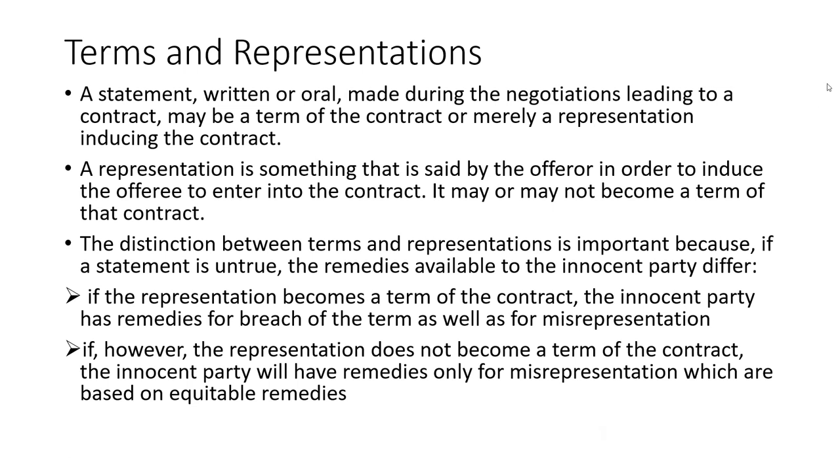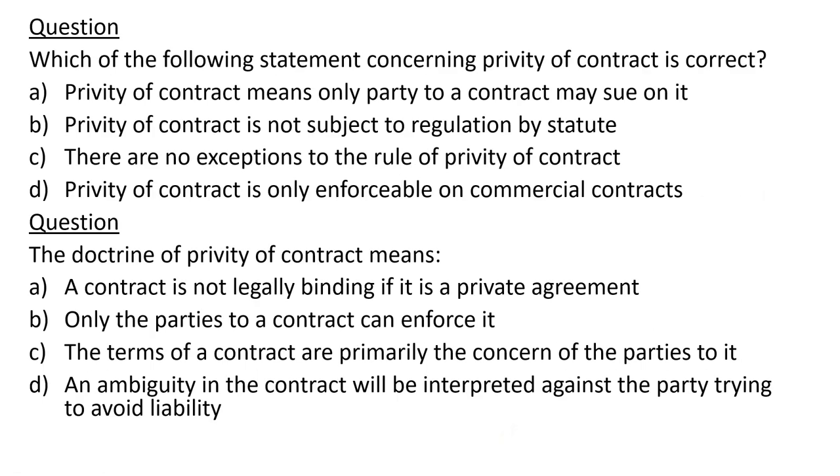Next is terms and representations. Why is option A not correct in the privity MCQ? Which one? First MCQ or second MCQ? First one. Privity of contract means only a party to a contract may sue on it. Because we have read about the exceptions as well. And there are some exceptions in which a contract is between two parties, but a third party can sue on it.